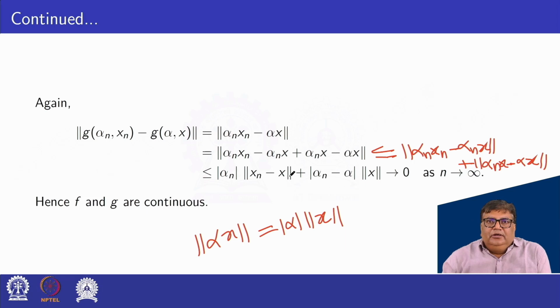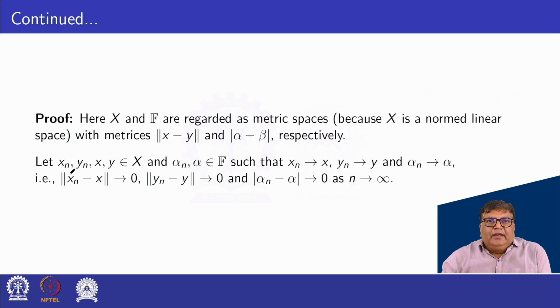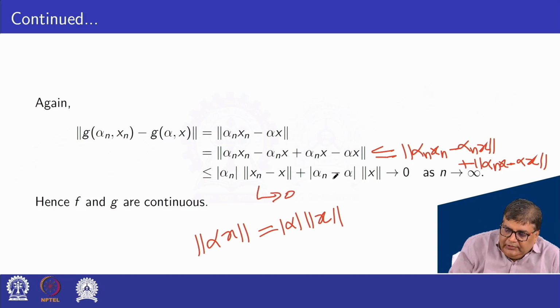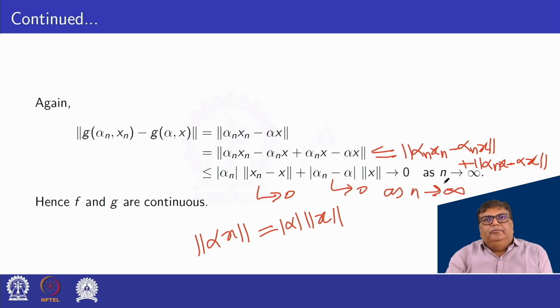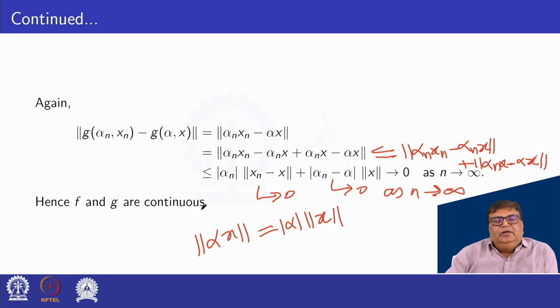Here, given norm xn minus x tends to 0 and mod alpha n minus alpha tends to 0, this term tends to 0 and this is also tends to 0 as n tends to infinity. So the total tends to 0. Hence, f and g are continuous.